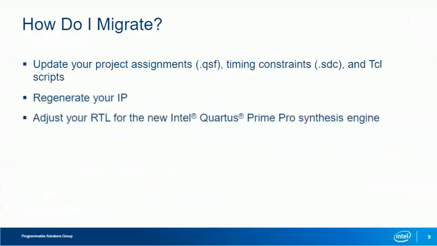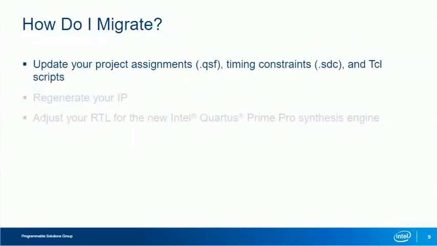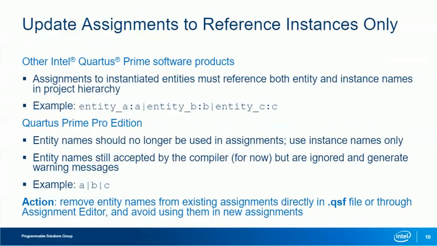So, let's take a look at what is required for Step 1, the assignments and script changes that may be required when migrating to the Pro Edition. One of the main differences between assignments in other Intel Quartus software products and the Quartus Prime Pro Edition is how module instances are referenced in the design hierarchy. In other Quartus software products, assignments need to include both the name of the instantiated entity and the entity's instance name as shown in the example.